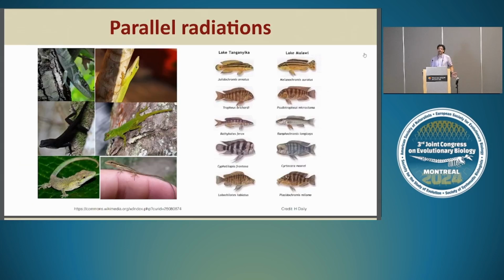A particular case of adaptive radiations are what are called parallel radiations. You have multiple adaptive radiations taking place in different islands or different lakes, or even on top of mountains in some groups, where you can have independent invasion of similar microhabitats associated with similar adaptations to those microhabitats, as occurs in the Anolis lizards, as you can see in the picture, or the African cichlids from the Rift Lakes.